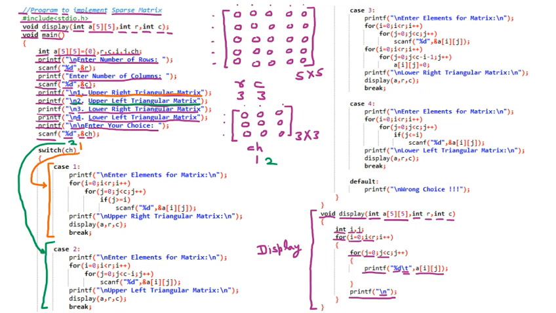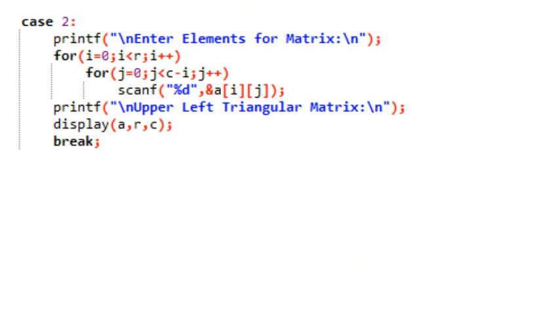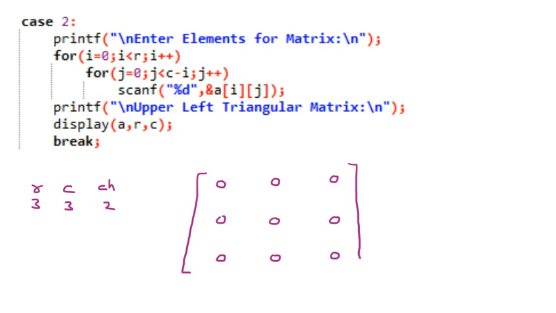Now I'm going to explain case 2 exclusively. We already have the number of rows which is 3, the number of columns which is 3, the choice entered by the user is 2, and we have a 3 cross 3 matrix, named A, in which all elements are 0 to start with.